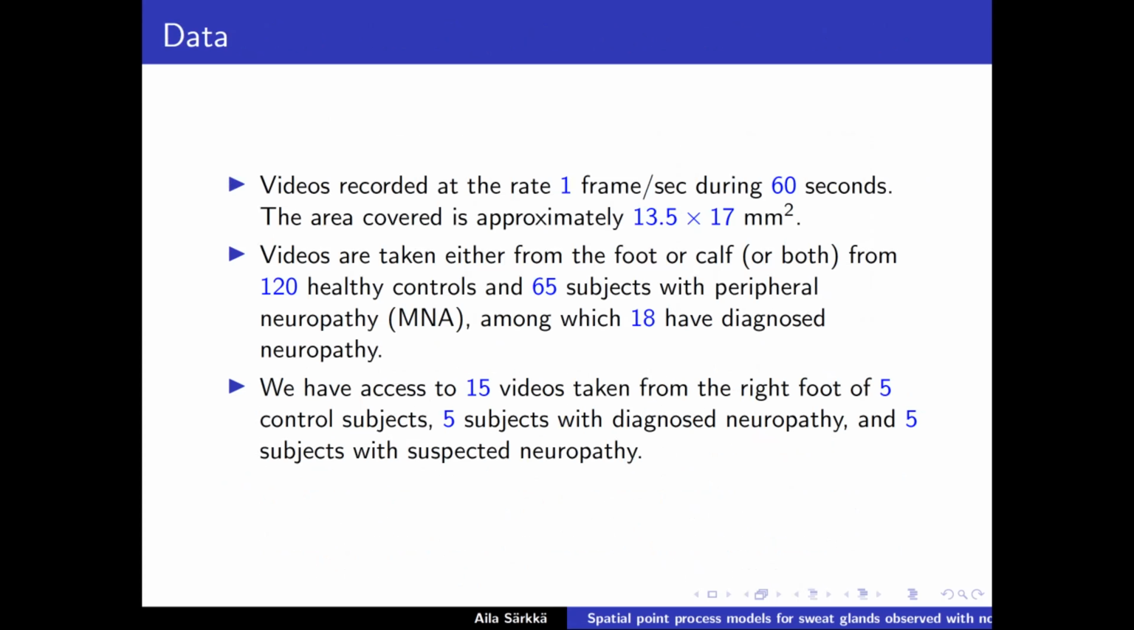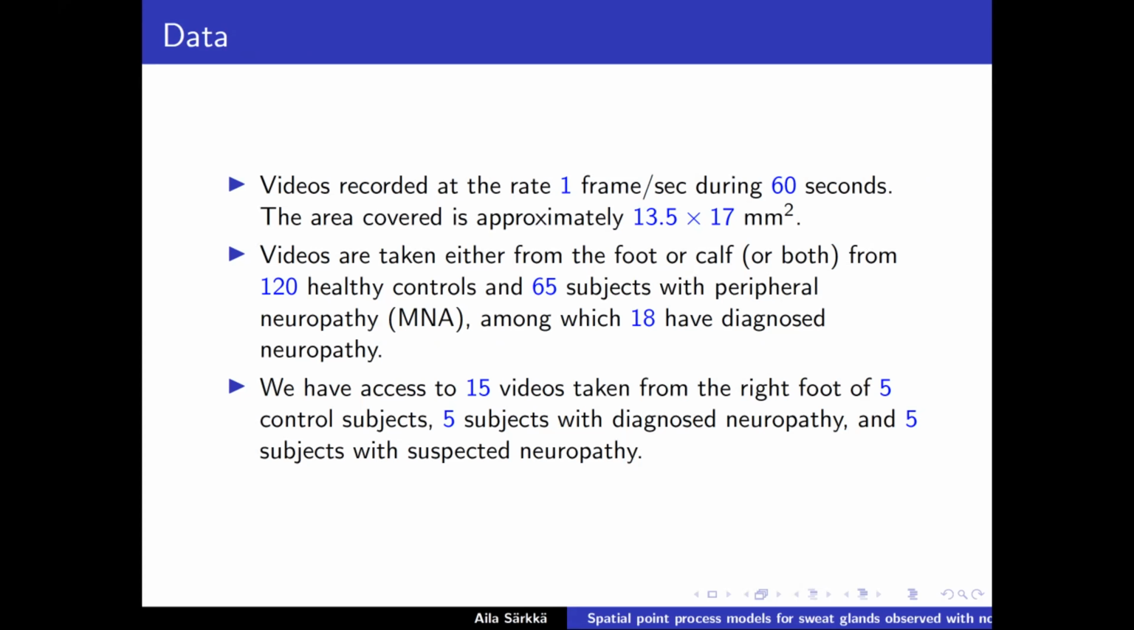So then the data that we have. You saw these images, so they are just snapshots of the videos they have. What they do is first make you sweat so that they can measure your sweating, and then they cover your skin in some starch or something, and then they put a camera on it. The starch is there so that they can see the sweat, so that the sweat becomes these dark spots. They take videos recorded at the rate of 1 frame per second, and they film for 1 minute. They cover a small area, approximately 13 times 17 square millimeters.